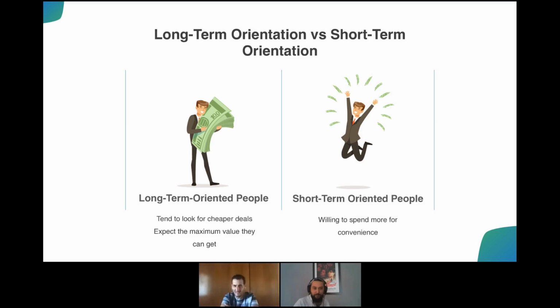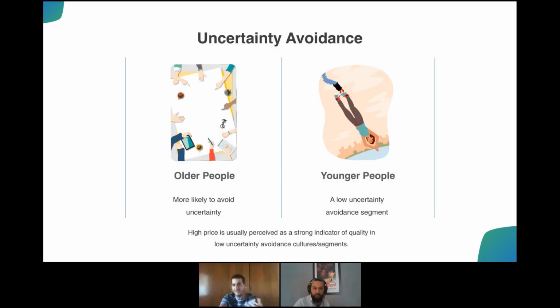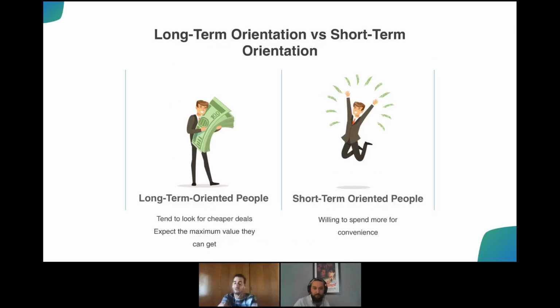Another aspect is time orientation, in the sense of long term and short term. And I believe this can even be related to the older and younger generation. Long term oriented people are typically more price sensitive, if that's the right way to put it. They tend to look for cheaper deals. They expect the maximum value they can get, so they really try to maximize that value. But short-term people are sort of short-tempered. They are really willing to spend more for additional premium, convenience, etc.